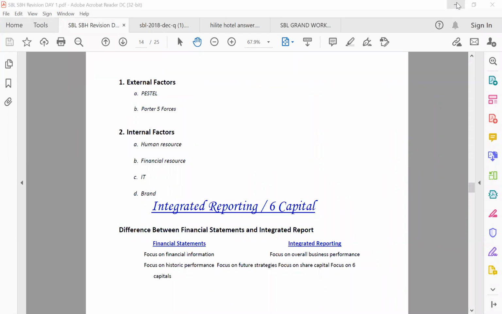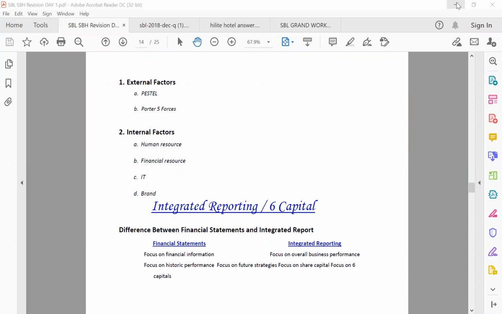Basically, financial statement focuses on the financial information as to how much profit the company is earning, what is the profitability of the company, overall historic profits, focus on the historic performances. However, integrated reporting focuses on the overall business performance. It focuses on the six capital. Rather, financial statement focuses on the future strategies. So, financial statement is all about the financial information, historic performances, and future strategies. However, integrated reporting is all about the overall business performance and the six capital of the business.